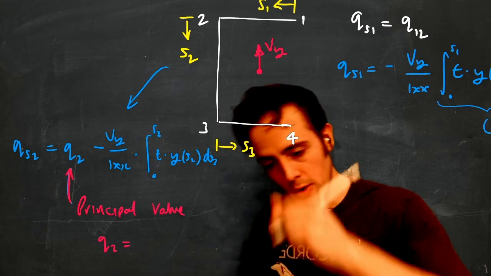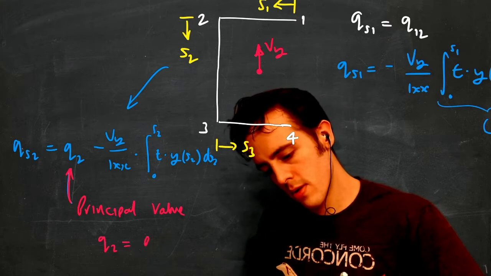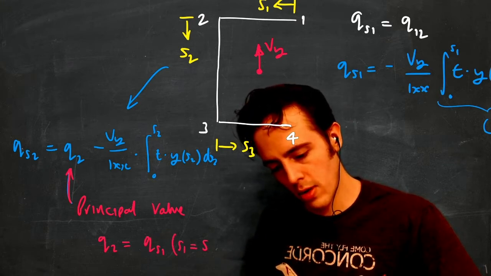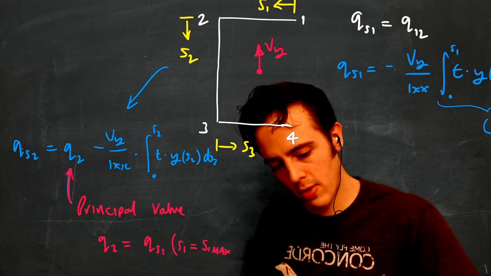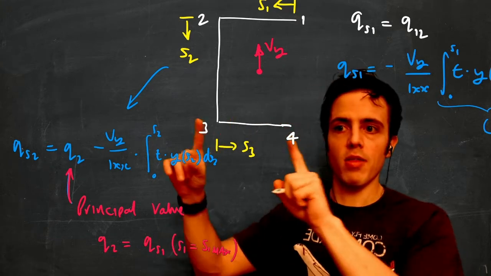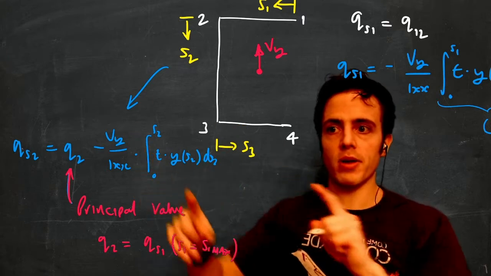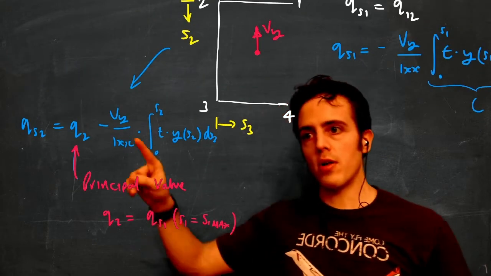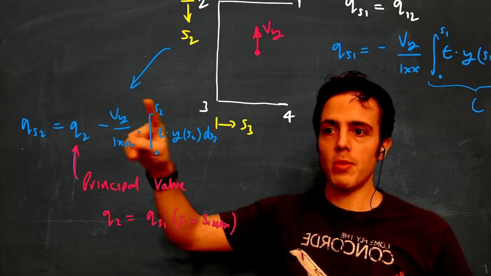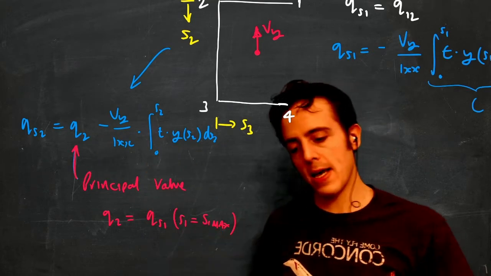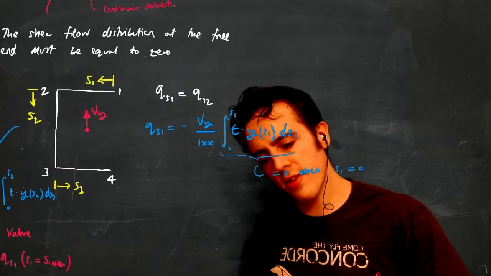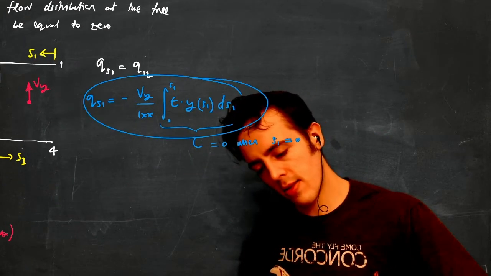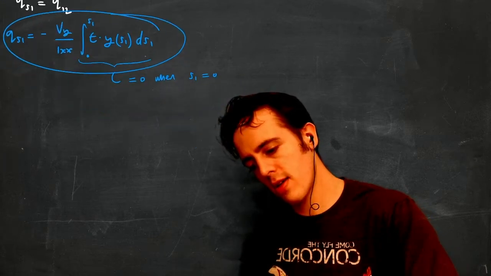So q2 is equal to QS1 when S1 is equal to S1 max. I haven't written a width on this, so if I'd written b, for example, I could have put b in here, but I haven't. So this here means that it starts with some value, and we then follow this same distribution here. So that's this equation. This is the generalized expression.